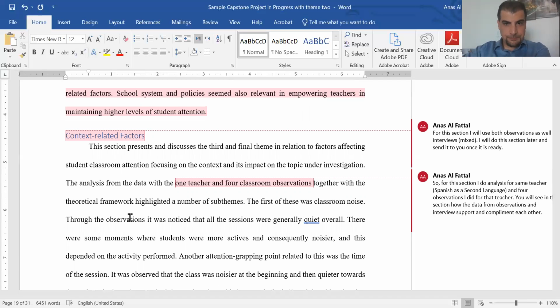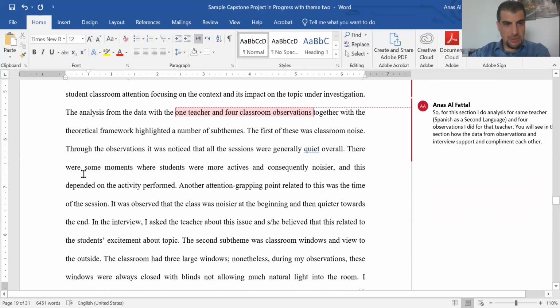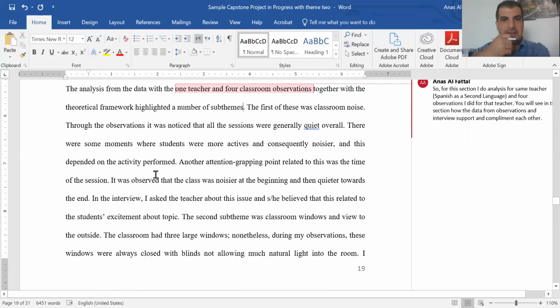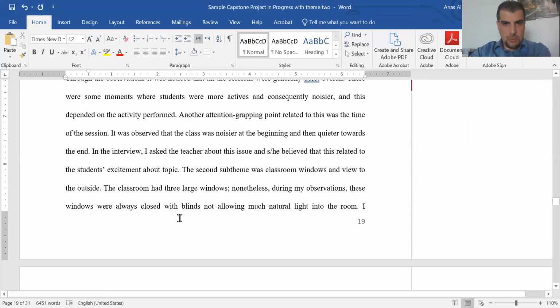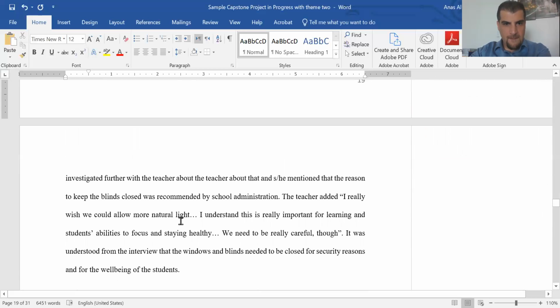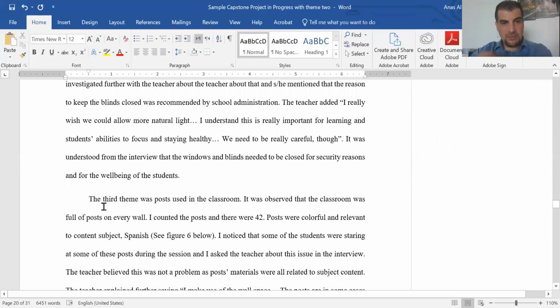So the first sub-theme was classroom noise. The room was quiet, there was not much noise, and students were active. The second sub-theme was classroom windows. There was no window in this room, and I was wondering about the reason for that. The third sub-theme was posts used in the classroom. It was observed that four posts were on the wall.